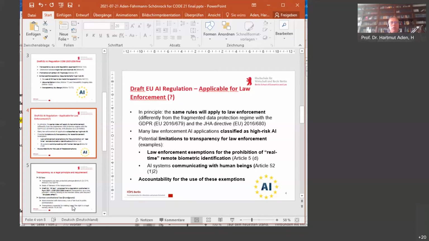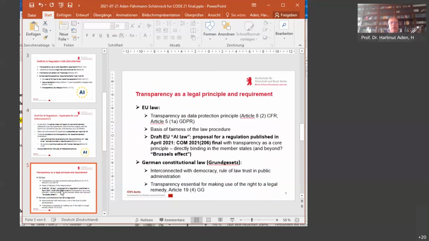But in our perspective, what will be important for the lawmaking process is that this remains transparent, and that law enforcement agencies are also accountable for what they are doing with these additional powers in these areas that the European Commission calls high-risk AI. And with this, I hand over to Jan Fährmann. Yeah, hello from my side.